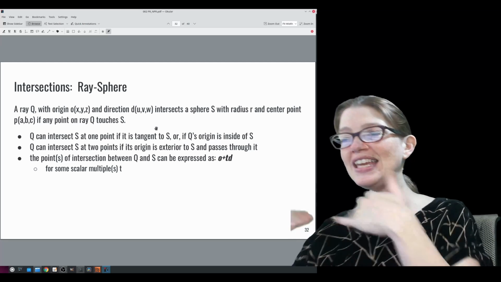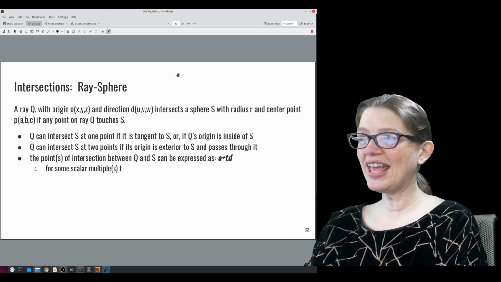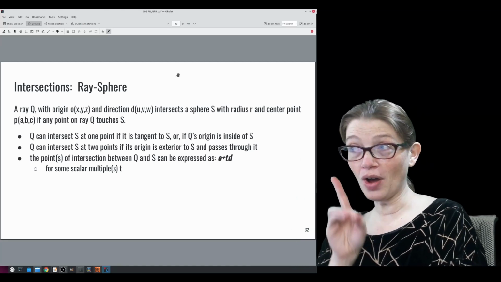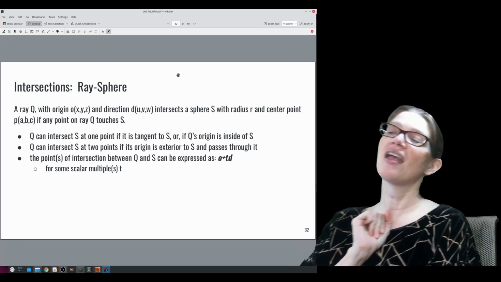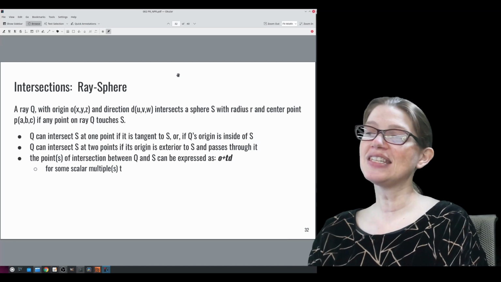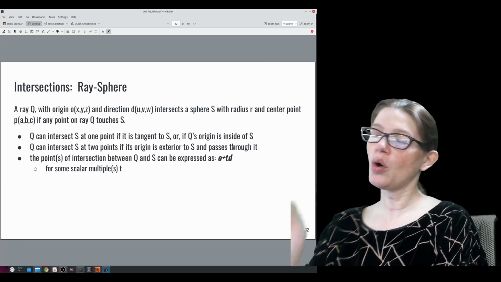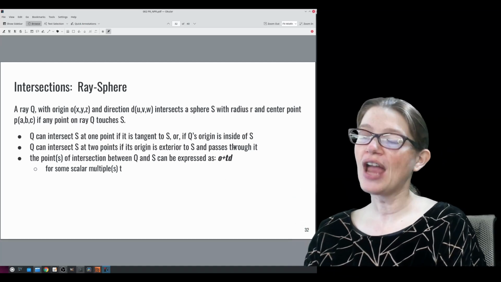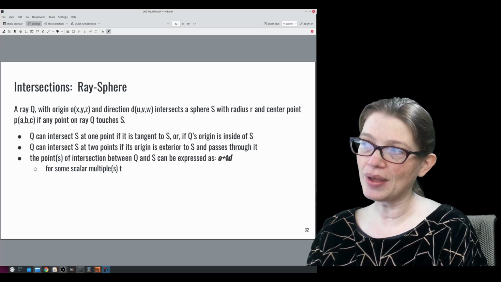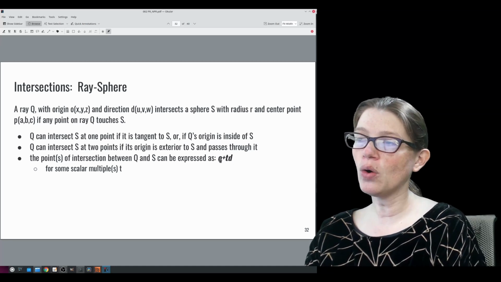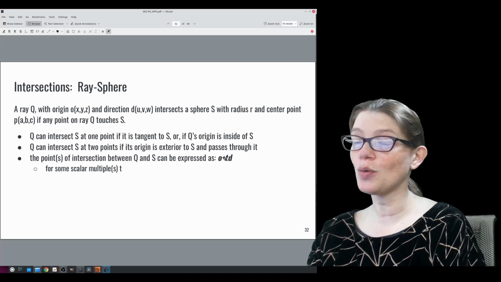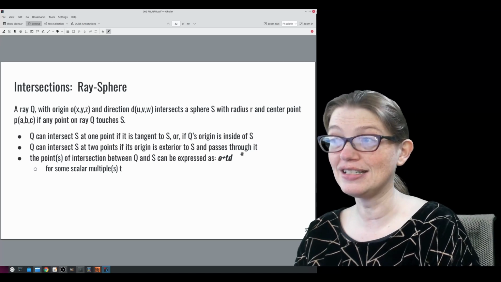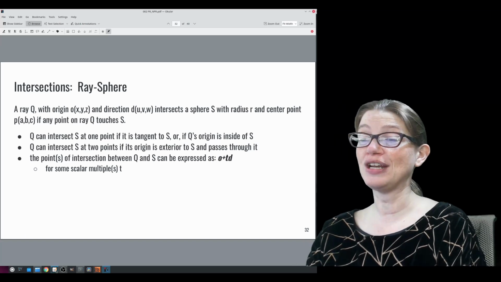Now what's really interesting is we can actually, and this is why we wanted the direction vector to be of length 1, because the position where the ray intersects the sphere can be described using the following formula. It is the origin plus some scalar multiple t representing the distance times the direction.